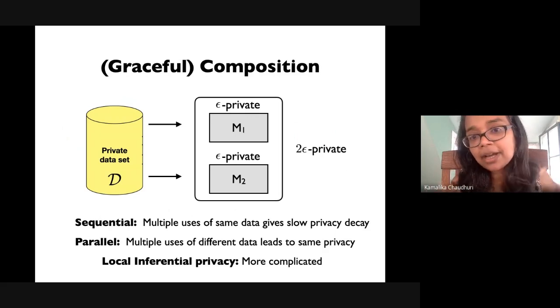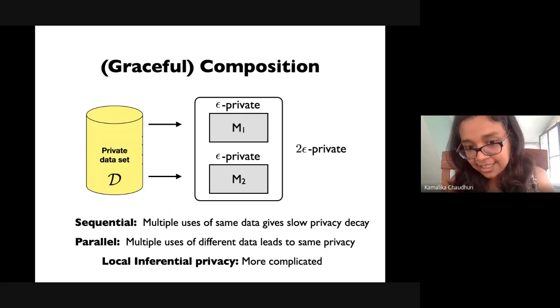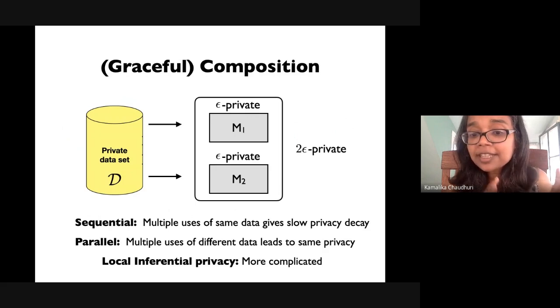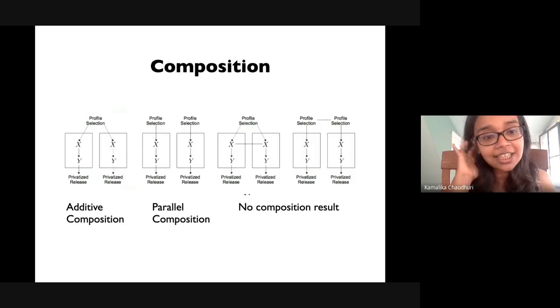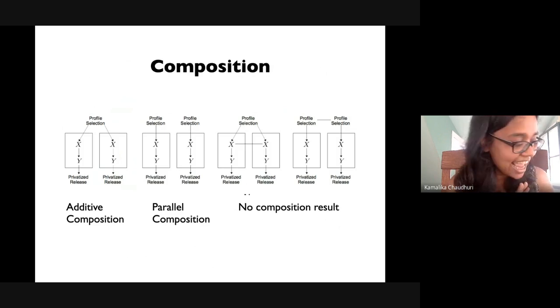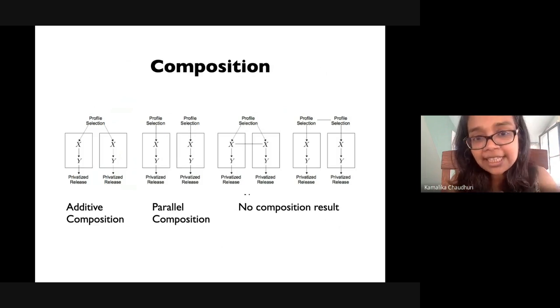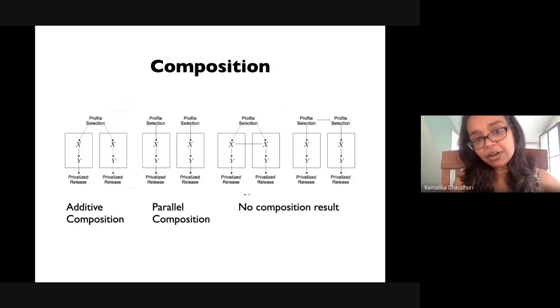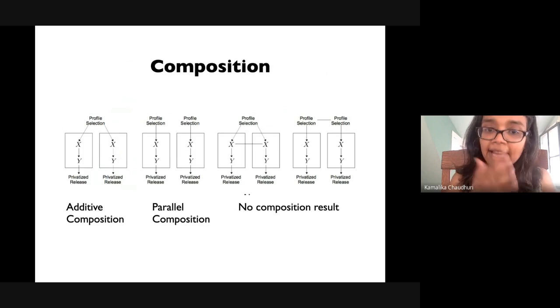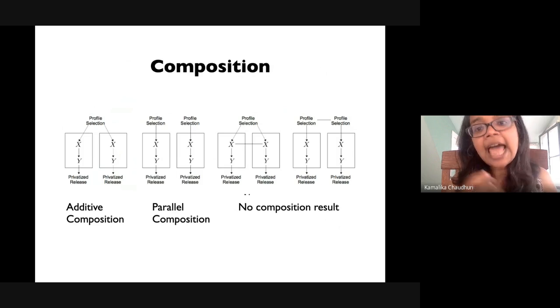For graceful composition, remember that there are two different kinds of composition, right? Sequential composition says that multiple uses of the same sensitive data gives you a slow privacy decay. Parallel composition says that multiple uses of disjoint data leads to the same privacy, right? But for this kind of local inferential privacy model, things are actually a lot more complicated, because you also have to take into account the profile selection, right? You are selecting a profile, then you are drawing something from the profile, then you are releasing a sanitized version of that. So here things are complicated because the profile selection adds some extra dependence.